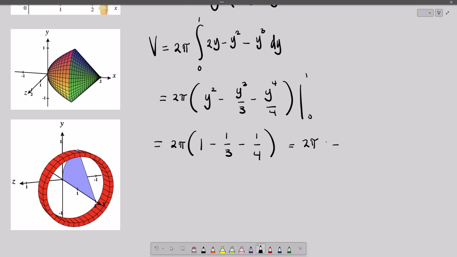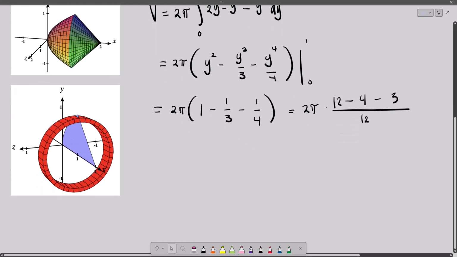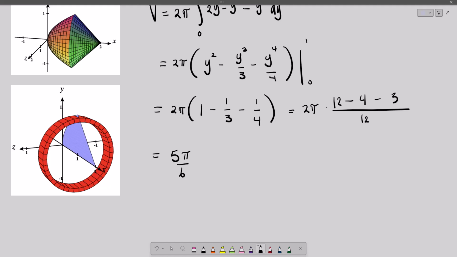Common denominator will be 12. This is 12 over 12, so that's going to be a 12 in the top. We have to multiply by 4 over 4 here, so that's going to be minus 4 multiplied by 3 over 3. So we get that. So 12 minus 7 is 5, so we're going to get 5 pi divided by 6. And we can cancel out 2 right there.